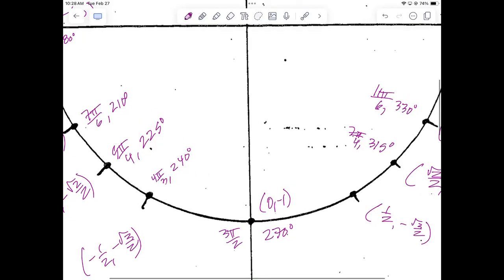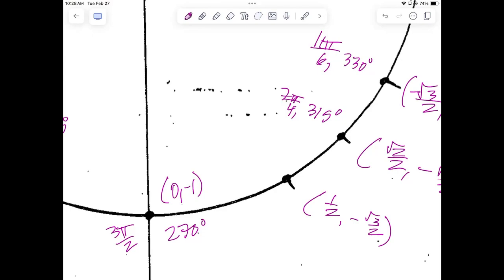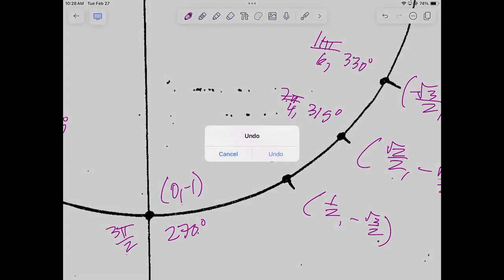I don't like doing that. And then over here in quadrant 4, you're going to have 5 pi thirds. And then the next one is going to be 60 degrees short of 360, which is 300 degrees. And we just finished right there.